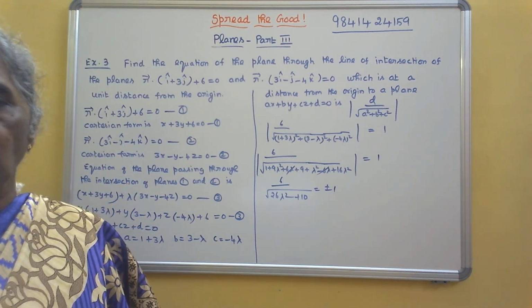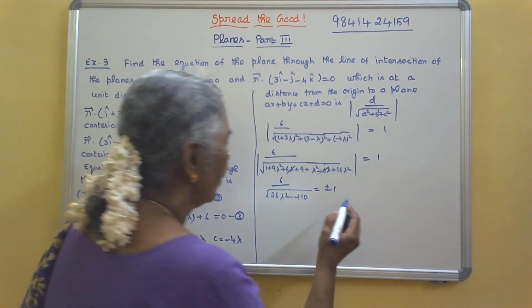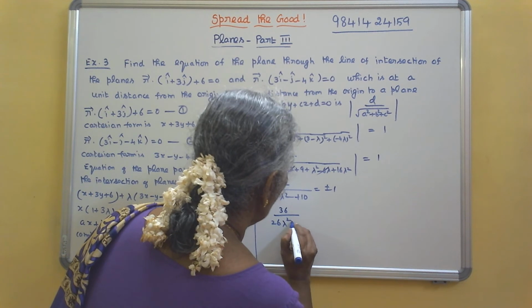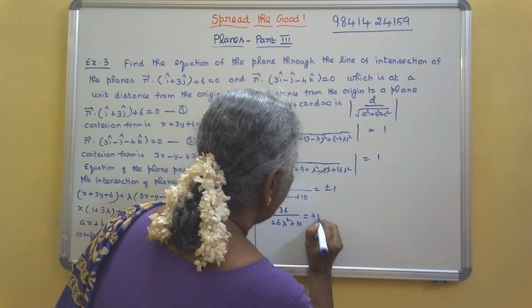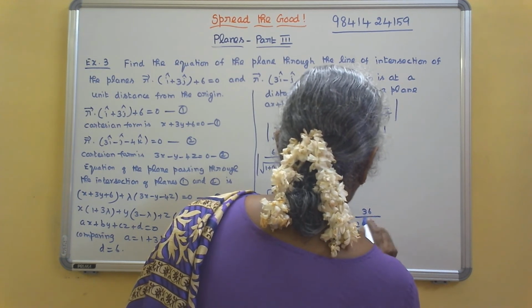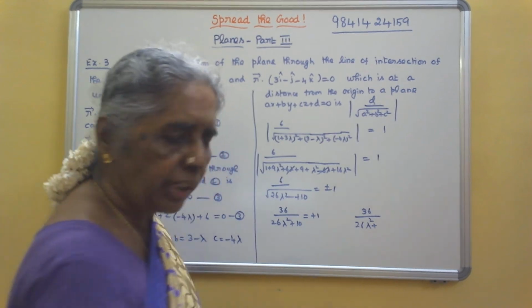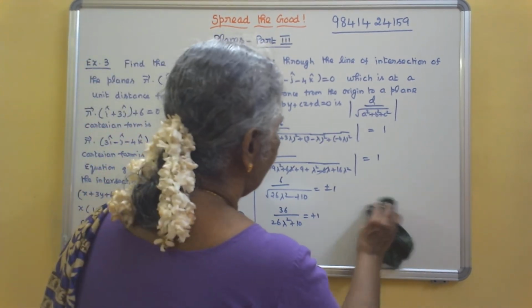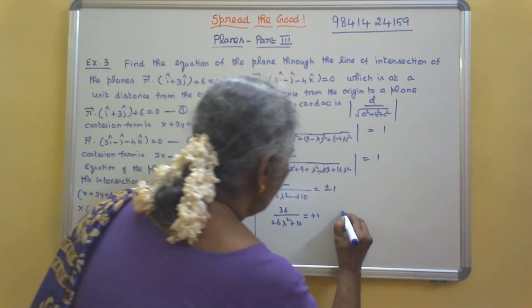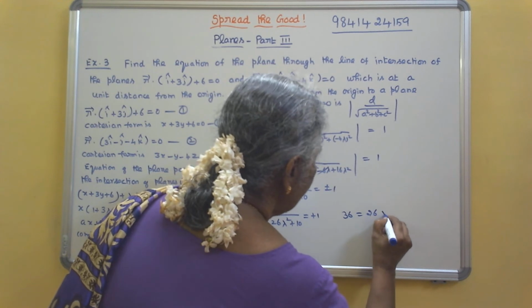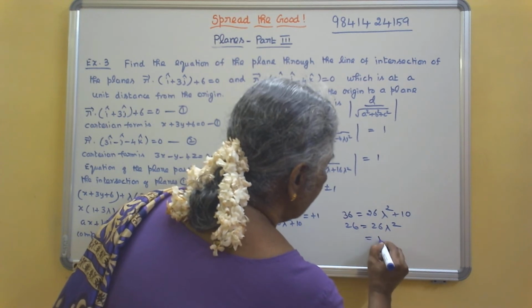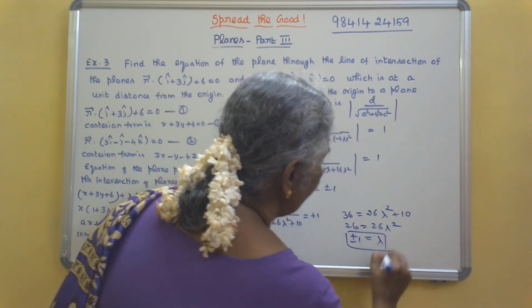Now let us square both sides so that we can remove the square root. So what will you get now? 36 by 26 lambda square plus 10, that you can take as either plus 1 or, anyway, when you square it, it is going to become plus 1. Anyway, it is a quadratic and we will be getting that. So you will get 36 is equal to 26 lambda square plus 10. So 26 lambda square will be 26. So lambda will be plus or minus 1.